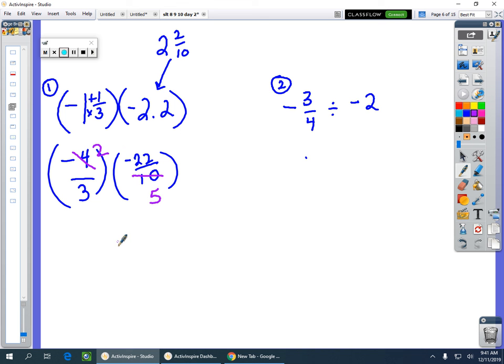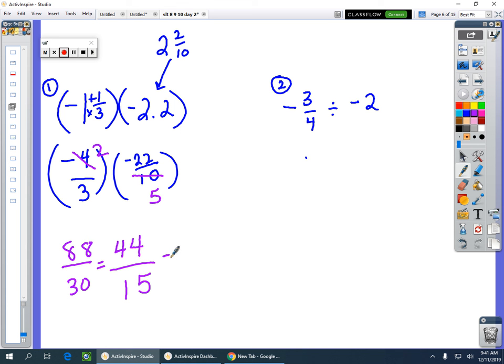Negative times a negative is a positive 44. 2 times 22, and 3 times 5 is 15. Now, if you didn't do that from the beginning, you would have done 4 times 22 and gotten 88, and you would have done 3 times 10 and gotten 30. So I would have accepted that as long as it was positive. But this is the better answer because you reduced it.